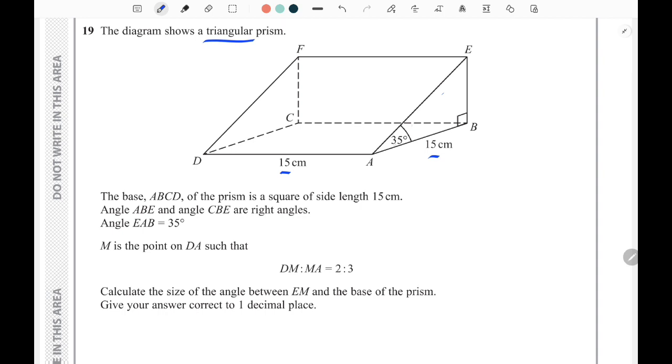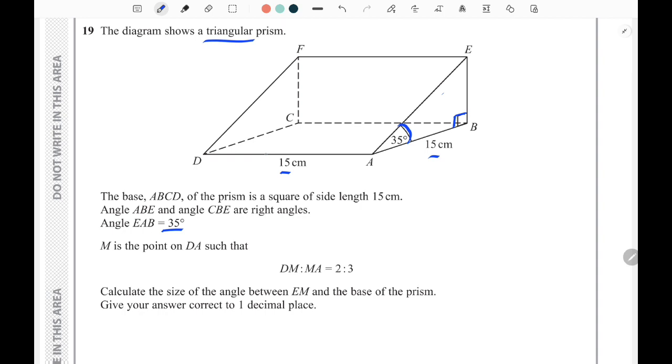Then you've got this angle of the edge here. The slope compared to the base is 35, so they've given us that information there. And then the upright, EB, has a right angle there, so that is purely vertical. EB and FC are both pure verticals. Then we have this point. It says M is the point on DA such that the ratio of D to M to A is 2 to 3.